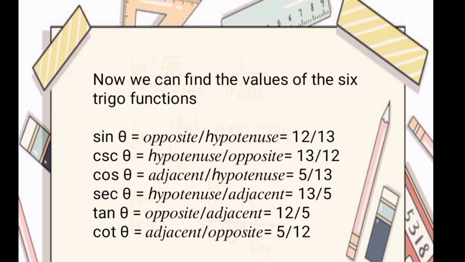Secant theta is equal to hypotenuse over adjacent, which is 13 over 5. Tangent theta is equal to opposite over adjacent, which is 12 over 5. Cotangent theta is equal to adjacent over opposite, which is 5 over 12, and that's all.